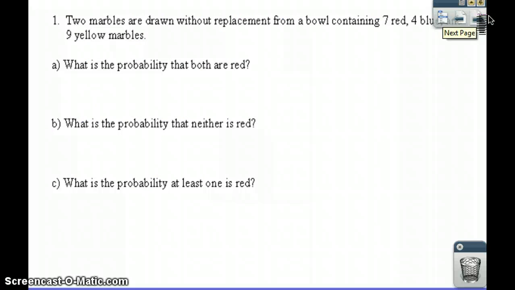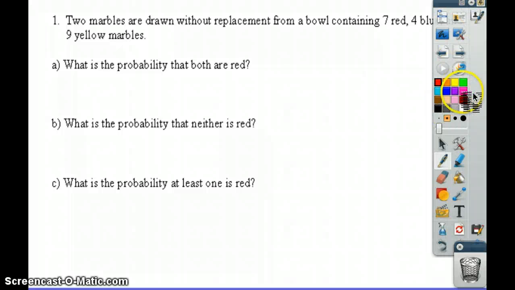So let's try a couple of examples. 2 marbles are drawn without replacement, and that's important. That means the events end up being dependent on one another. From a bowl containing 7 red, 4 blue, and 9 yellow marbles, what's the probability that both are red? So I am looking for the probability that the first one is red and the second one is red.